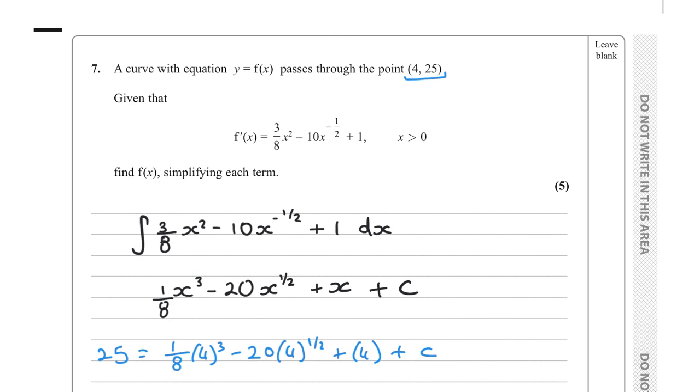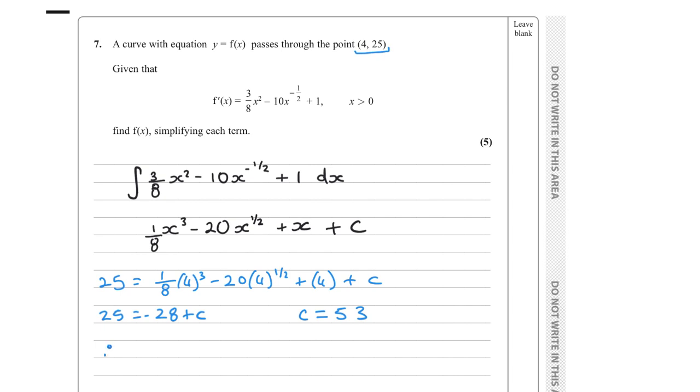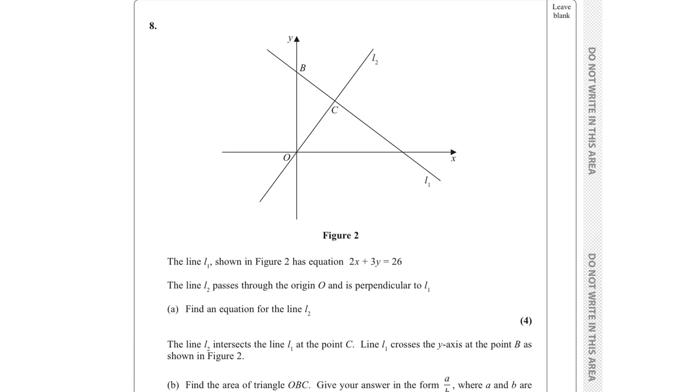is equals negative 28. So I get 25 equals negative 28 plus c. So if I add 28 to 25, I get 53. So c equals 53. Therefore, the equation f of x equals 1 over 8 x cubed minus 20x to the power of a half plus x plus 53. Okay, so question 8.